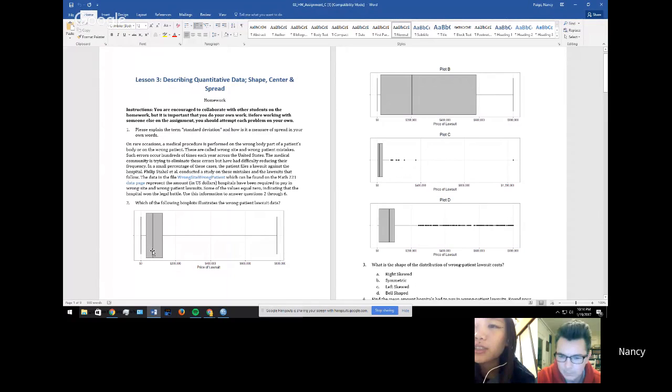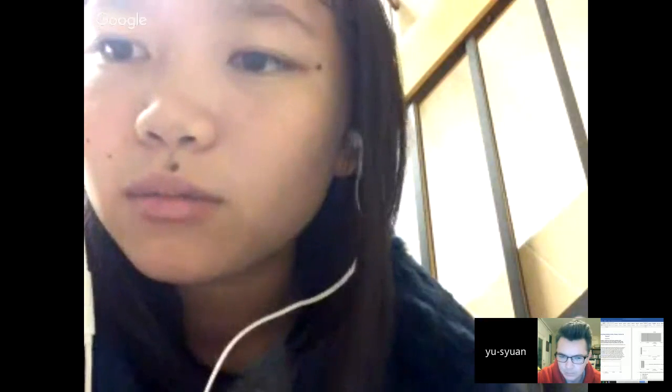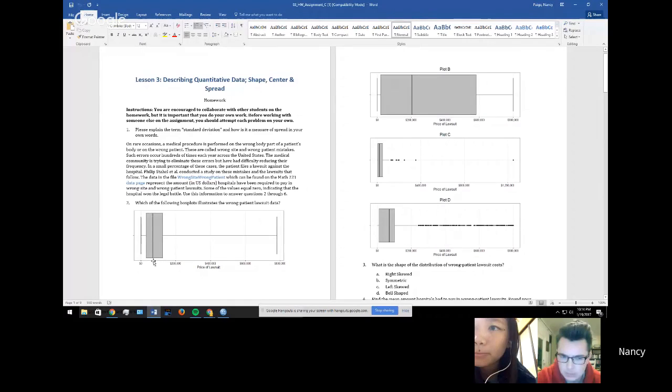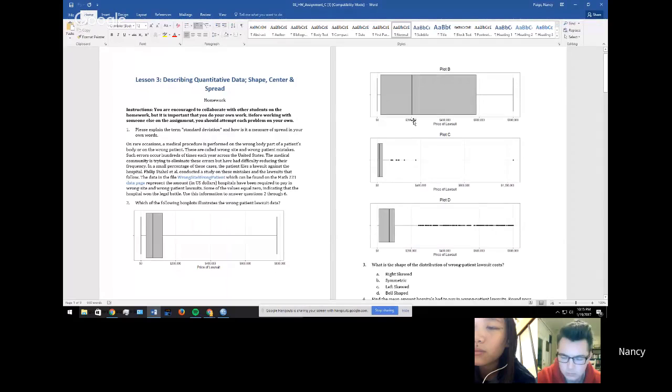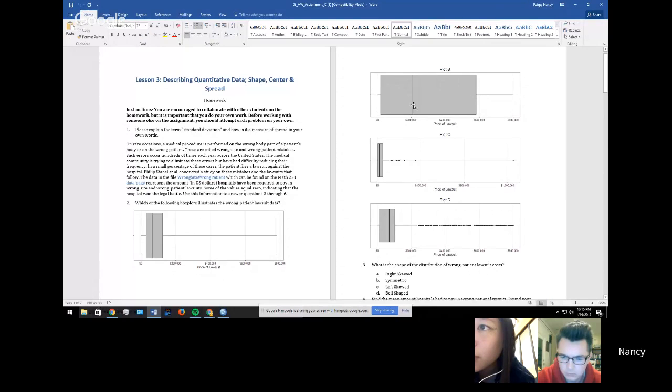So, I know the median is... isn't the median the line right in the middle? Like in this one, the median is this line? Is that what it is? Like in this example in plot B, the median will be this line?